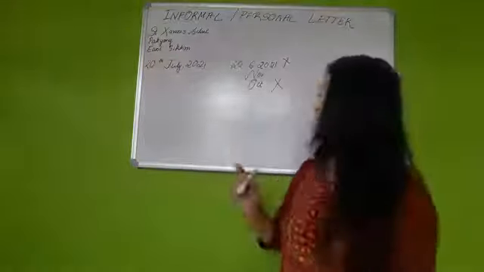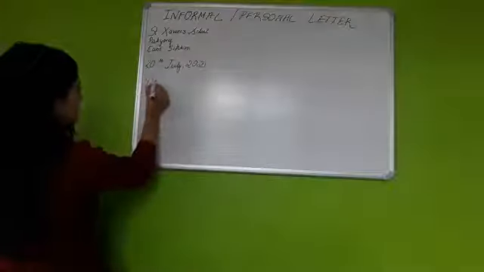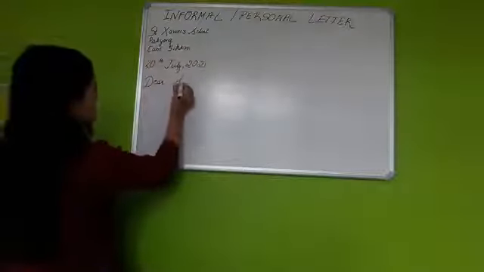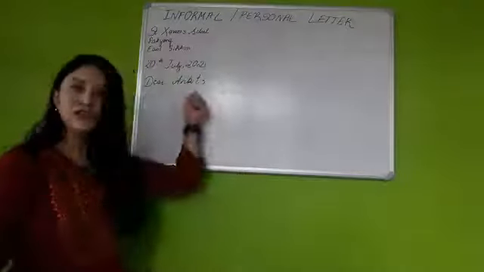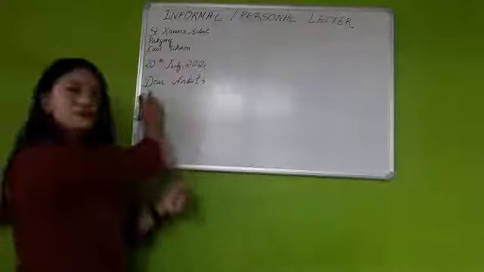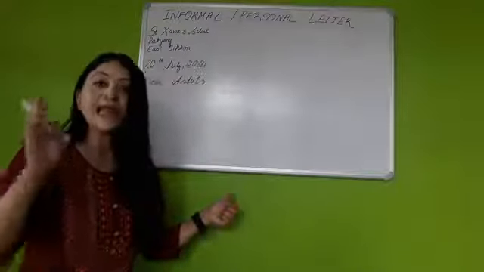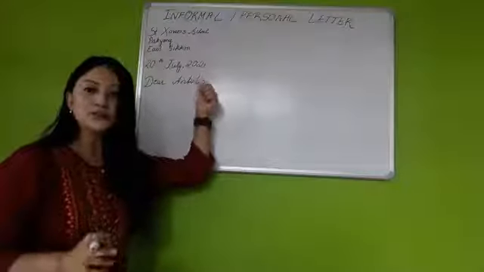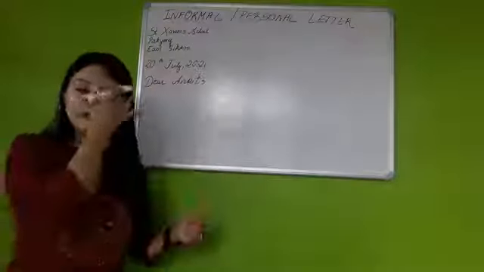After the date, again you have to leave a gap and write the salutation. Salutation means Dear Ankit, comma. Dear Ankit is the salutation of the letter. D should be written in capital letter and the name of the person should also be written in a capital letter, followed by a comma. So remember that after the salutation you use a comma.